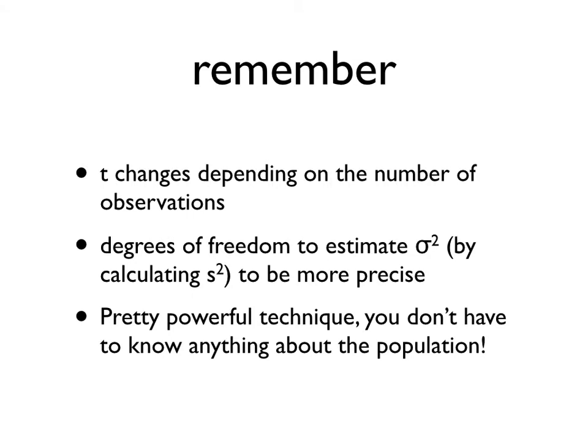It's a pretty powerful technique if you think about it. You don't have to know anything about the population at all. That's pretty neat. Well, right now I guess we have to know the population mean. That's it. You don't have to know the variance, and you don't have to know the shape, because we can estimate the variance with the sample variance, and the shape, because of the central limit theorem, it's going to be a normal distribution for the sampling distribution. That's pretty cool.